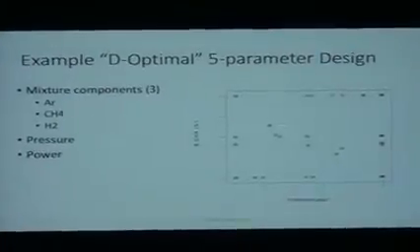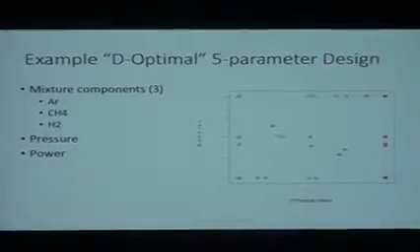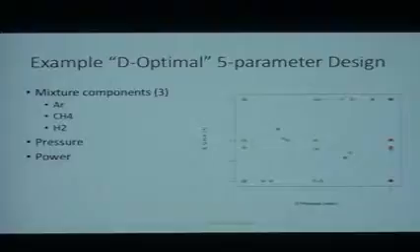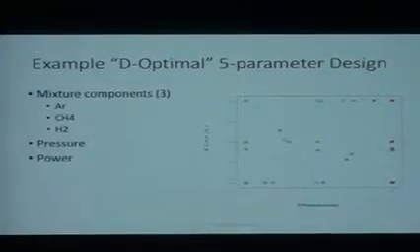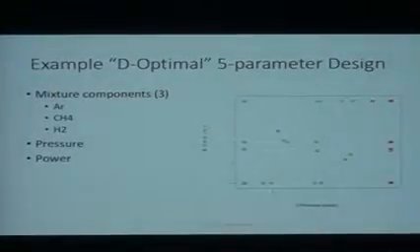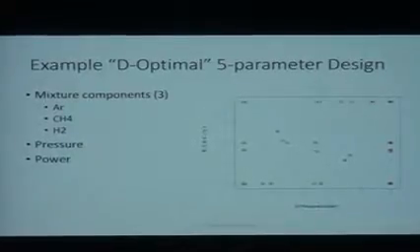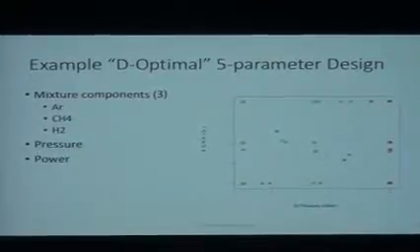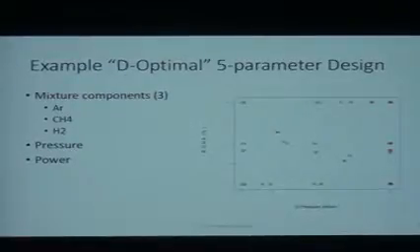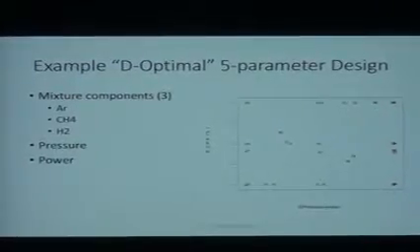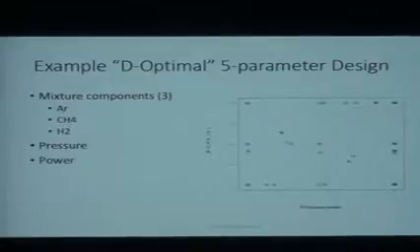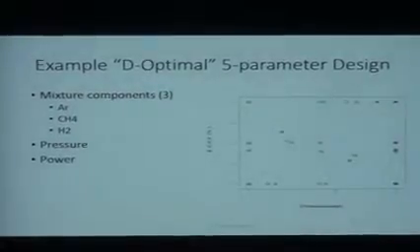Okay? So here's an example. This is actually an example where we're making the material, not doing a supercapacitor test yet. And I'm just showing a couple of factors. We have 5 total factors in this experiment. It's a plasma CVD experiment where we have 3 different gases: argon, methane, and hydrogen.